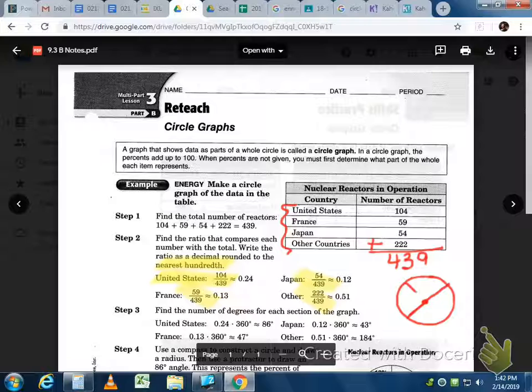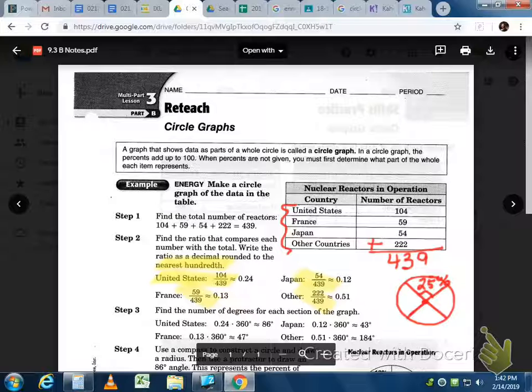So how many degrees in half a circle? 180. What if I split it again? How many degrees in each one of those sections? 90. So 90 degrees, what percentage of the circle is that? 25%. So do you see how 25% matches 90 degrees? Well, look at our numbers, 0.24, 0.13. They're not nice and neat. You're not going to know exactly how many degrees those are. So what you have to do is figure out what portion of 360 degrees each one of these are going to be.